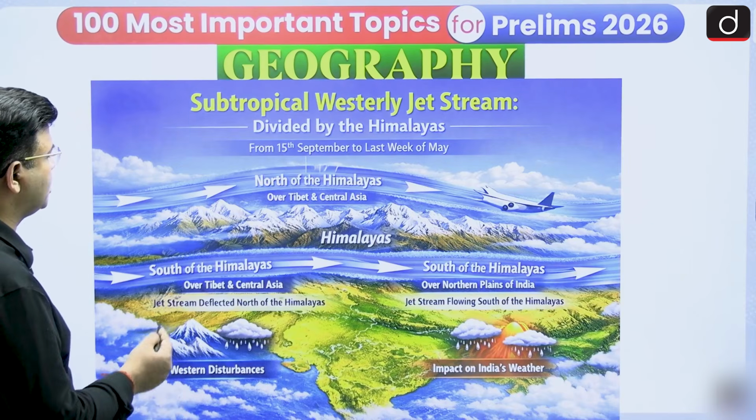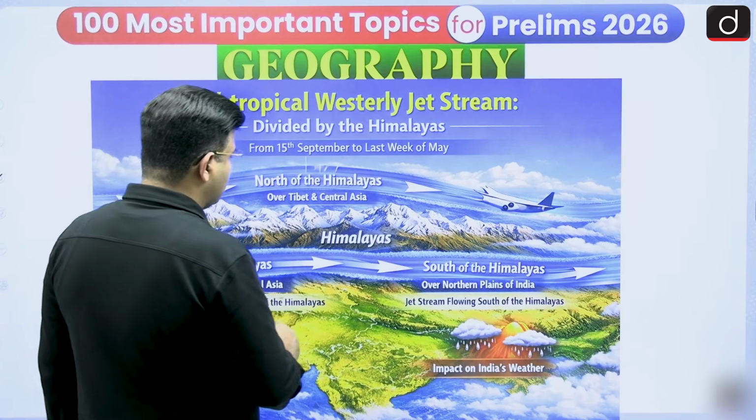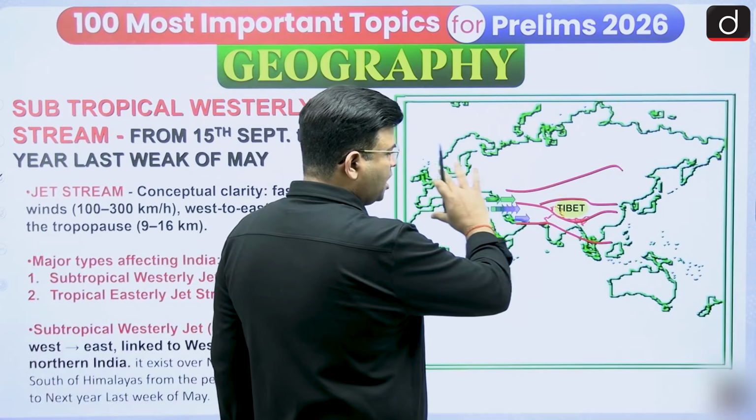And here the first one that we are going to see is the subtropical westerly jet stream. And you know that the subtropical westerly jet stream is moving in the upper atmosphere.